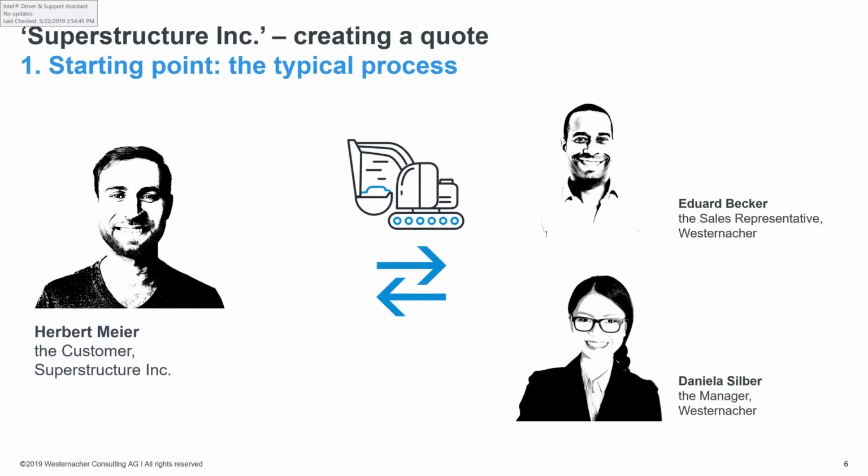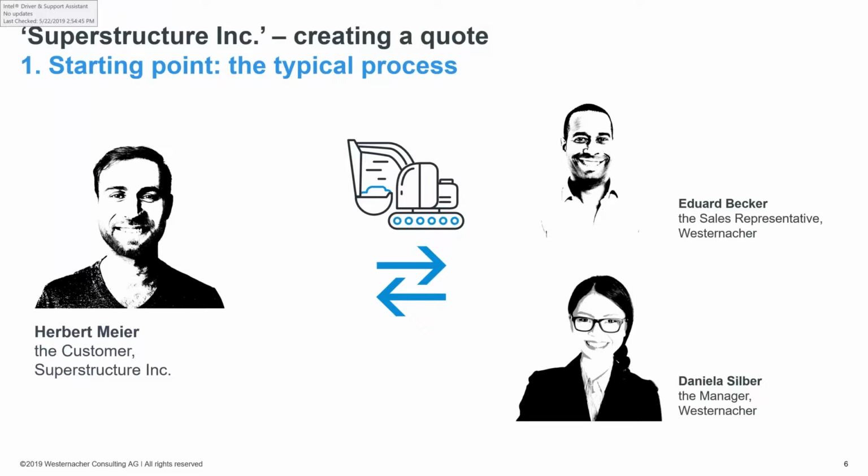Mr. Meyer, the owner of the Superstructure Incorporated, has the plan to approach the Westernacher company to request a quotation for an excavator of his choice. Mr. Meyer and the Superstructure Incorporated are well known to Westernacher because this customer already purchased several excavators in the past with quite a decent order volume. Mr. Meyer is calling Westernacher to start the negotiation with Mr. Becker, who is his account manager.